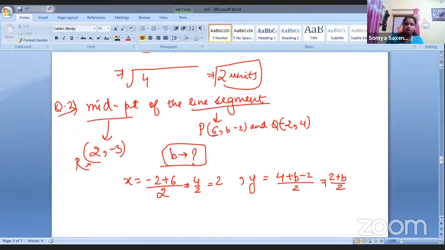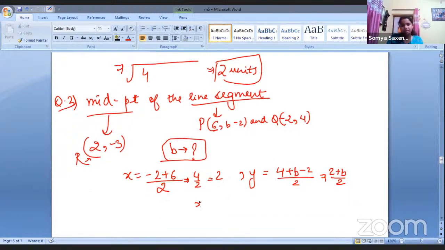Now, what are we doing here? We are finding x comma y. This is the midpoint. We already know that this is the formula for finding the midpoint. So this is R. This is the way we do it. 2 comma 2 plus b by 2 is R. By our method we found out what the midpoint is.